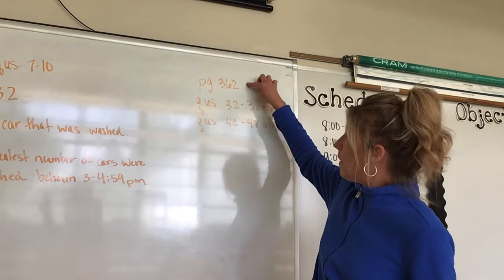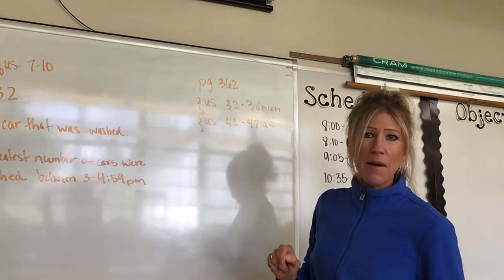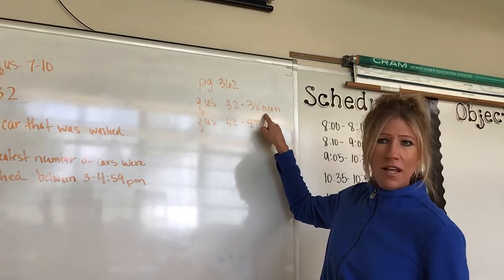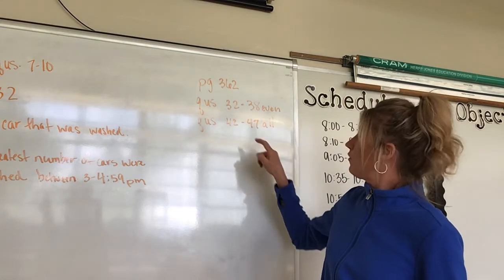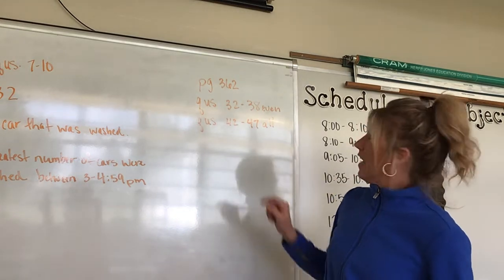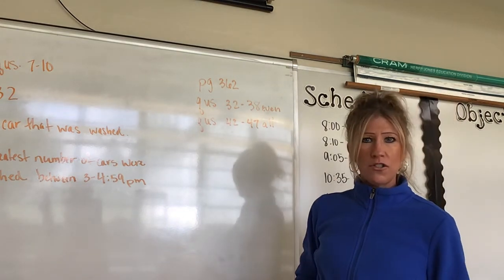Today you're going to be looking at page 362. That's in the back of your book. You're going to be doing questions 32 through 38, evens. So make sure you get that down. You don't have to do all of those, just the evens. And then you're going to be looking at questions 42 through 47, all of them. So there's your homework for today.